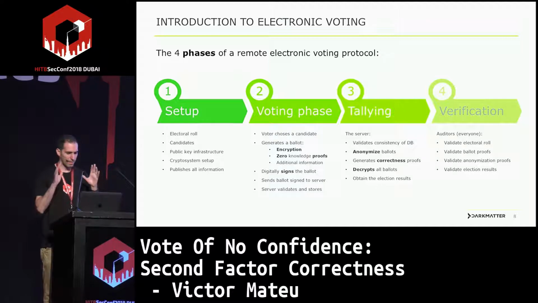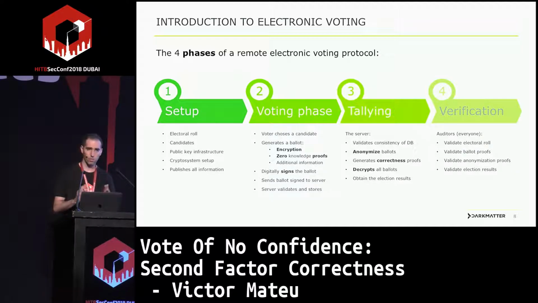First of all, let's see which are the main phases of an election. This is an electronic voting made like the standard of it, okay? There are many details in different elections, but the main standard is this one. First, we have a setup phase where you know the candidates and you have the electoral rolls. You might set up the public infrastructure and everything. Then you have the voting phase.